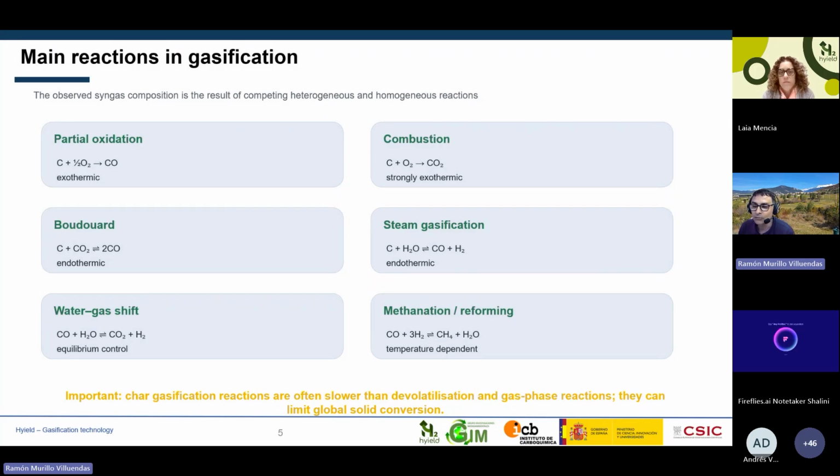The key point is that all these reactions compete with each other and are affected by temperature, pressure, steam content, oxygen supply, residence time, and catalytic effects. Also, char gasification is usually slower than the volatilization and gas phase reactions, so it can limit the overall solid conversion.